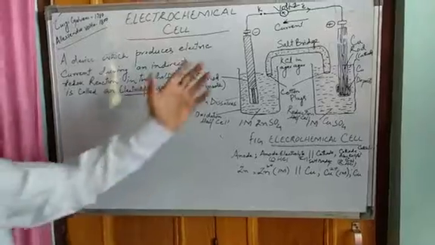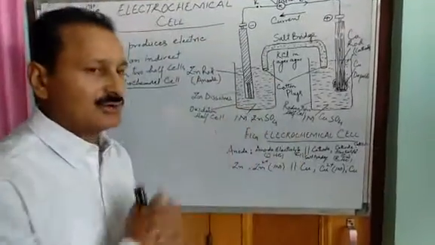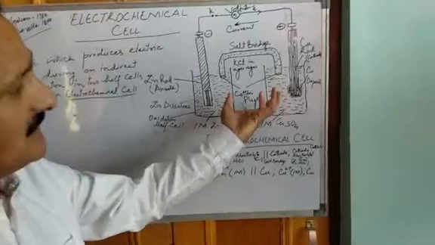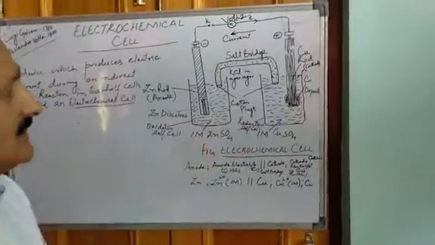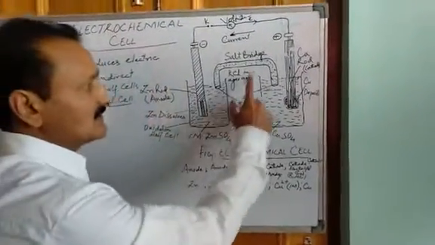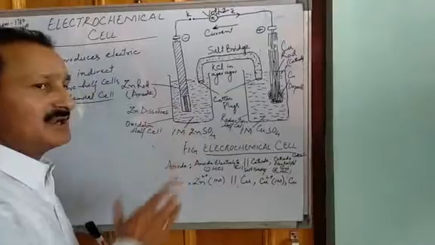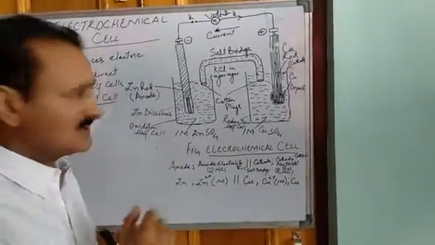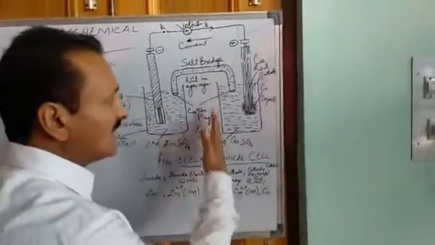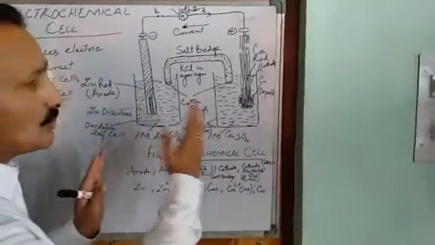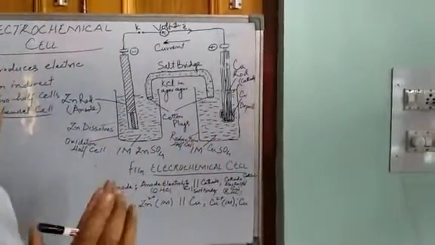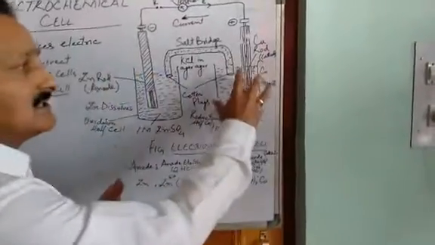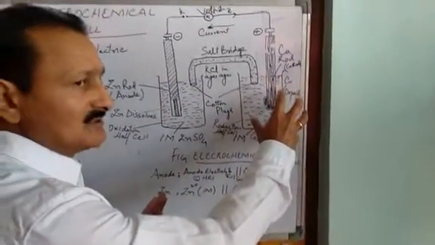Now let us go to the construction of this electrochemical cell. As you see in the figure of this cell, there are two containers. These two containers are both glass tumblers, they are beakers. This is one beaker, this is another beaker. These two beakers are known as half cells. This is known as the oxidation half cell and this is known as the reduction half cell.